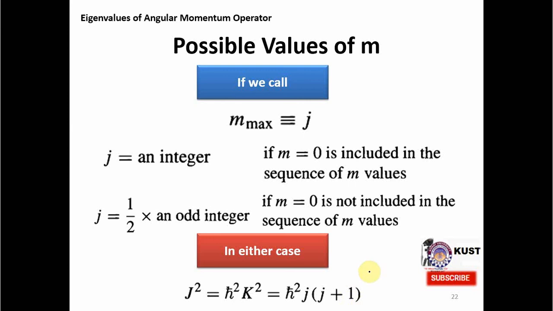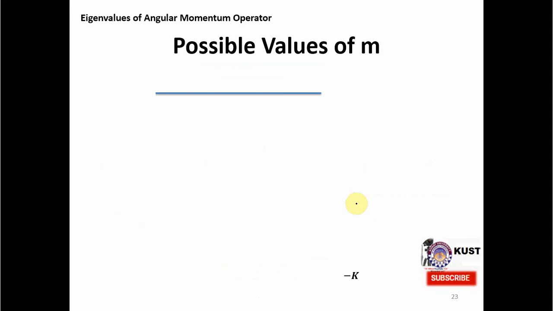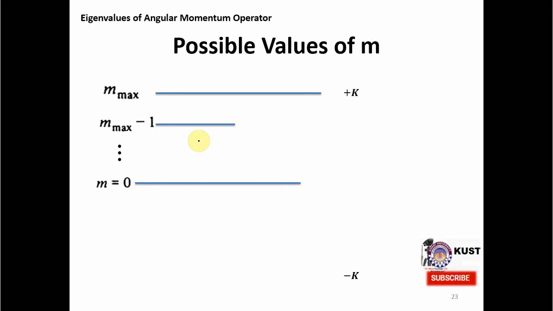But in order to give you a clear understanding of this concept, I give you a schematic diagram. In this schematic diagram, consider that this is the m maximum value, and it ranges from plus k to minus k. When you come one level down, you get m maximum minus 1, and if you go down further, you will get m equal to 0 in the middle, and further down m minimum plus 1 and m minimum.